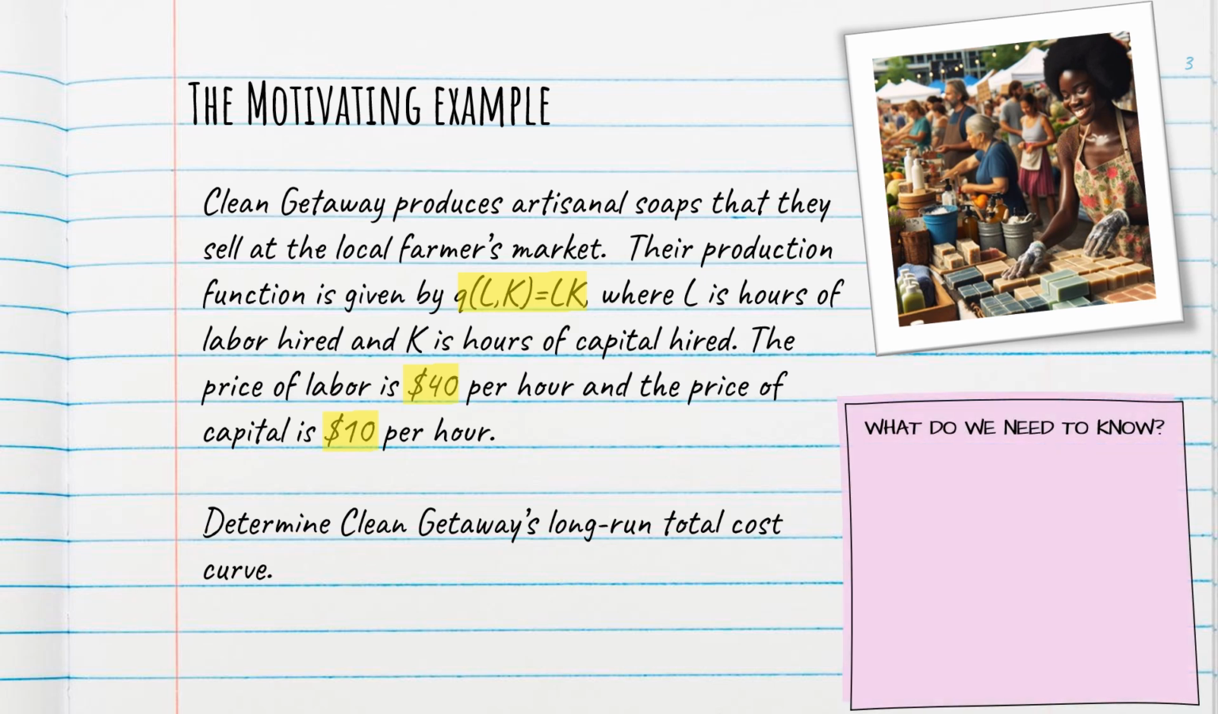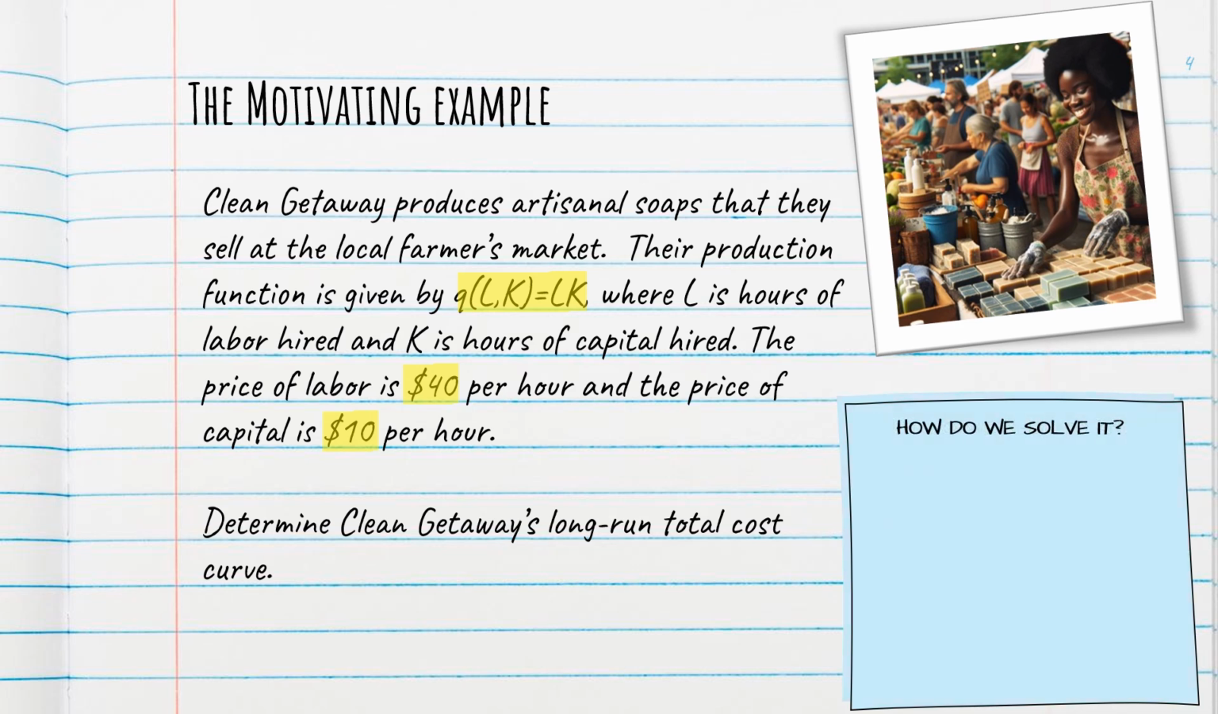What do we need to know to solve this question? Honestly, we really only need the production function. If we're lucky, we'll also have a wage and rent value, and that will make the question algebraically more simple, but it's not strictly necessary, and we could solve it using W and R instead.